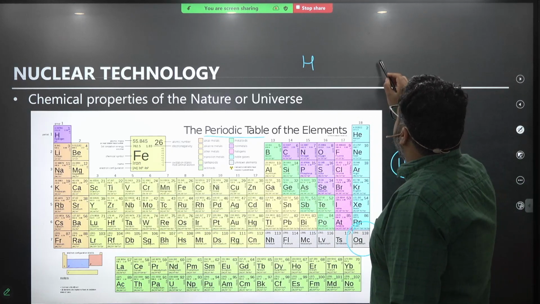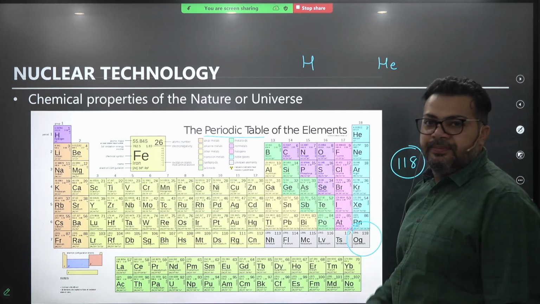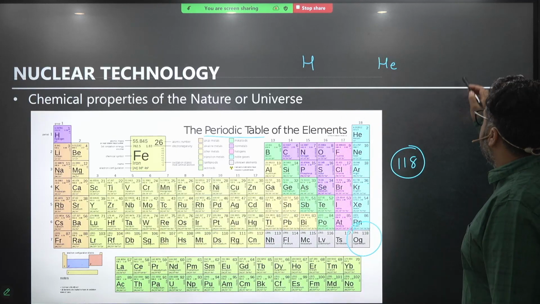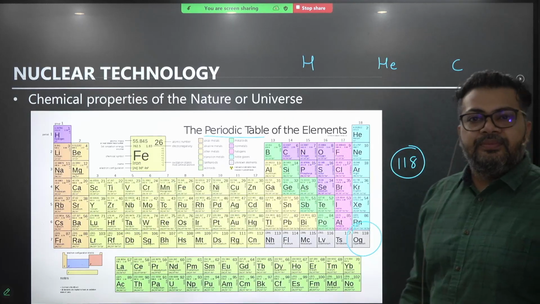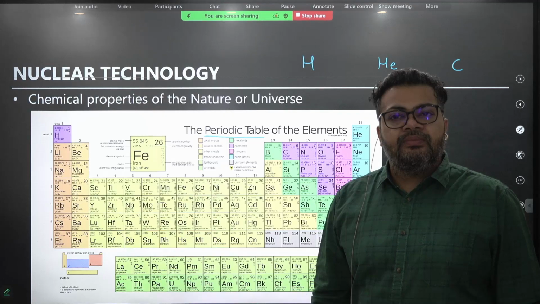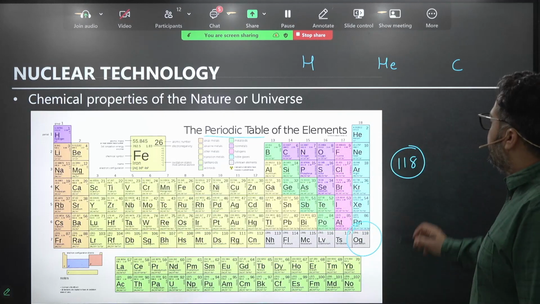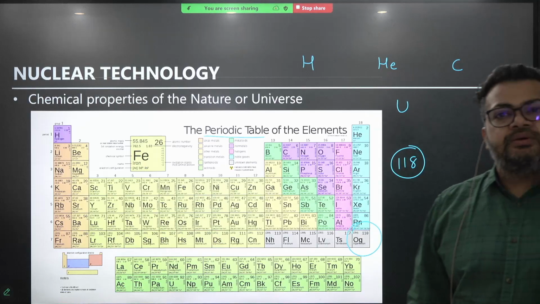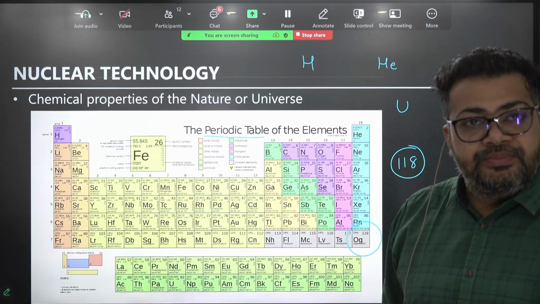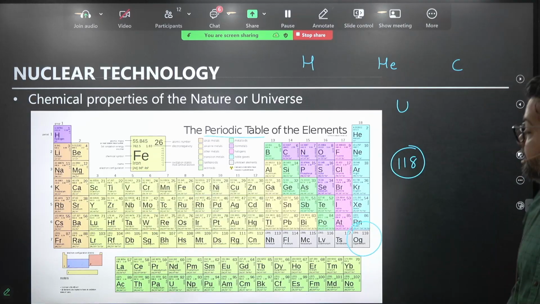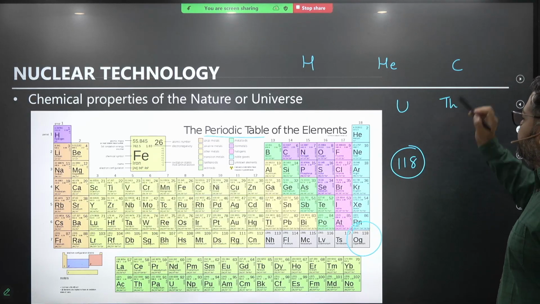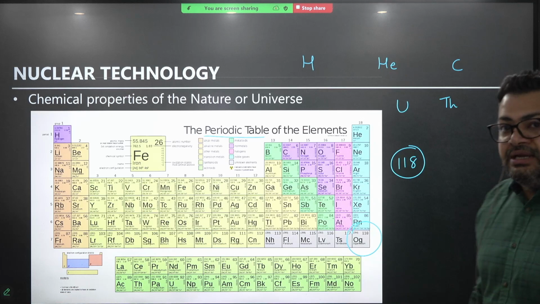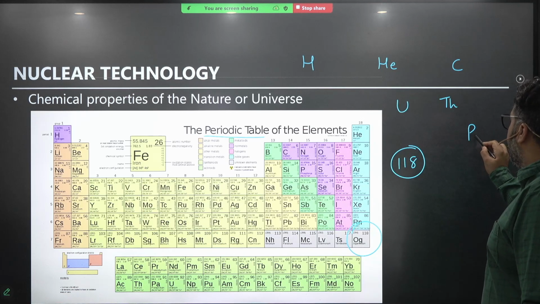Then students, tell me, what do you call this element? He. Helium. Very good. What do you call this element? Carbon. Perfect. What do you call this element? U. Uranium. U is uranium. Then what do you call this element? Th. Thorium. Very good. And lastly, what do you call this element? Pu.